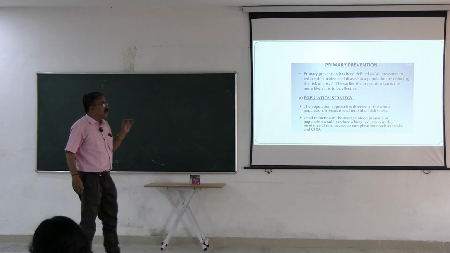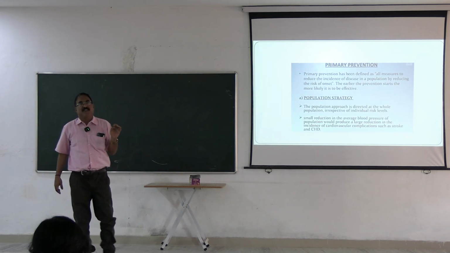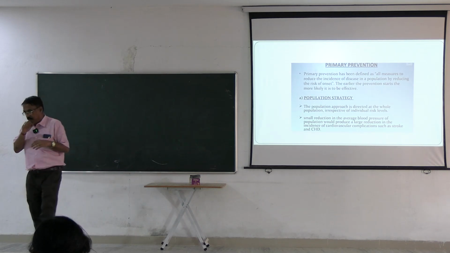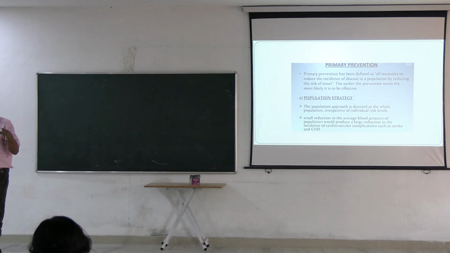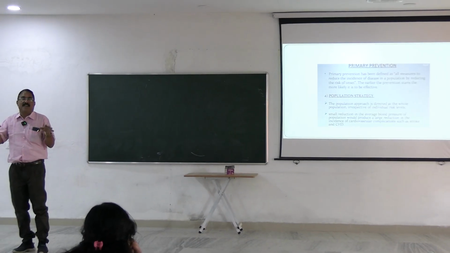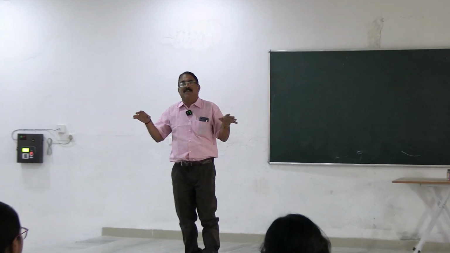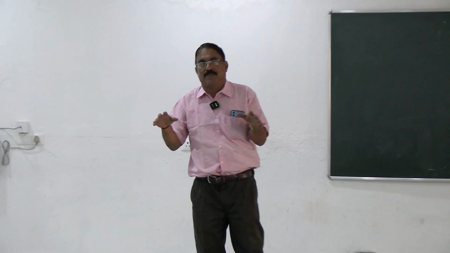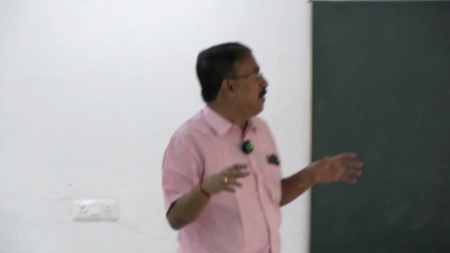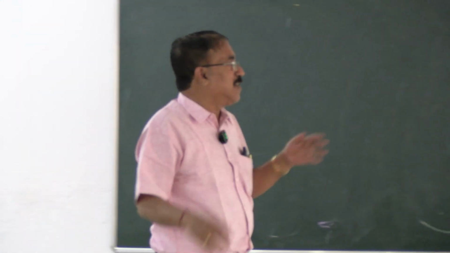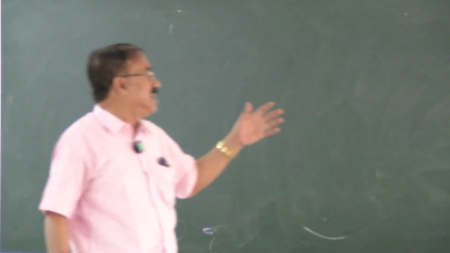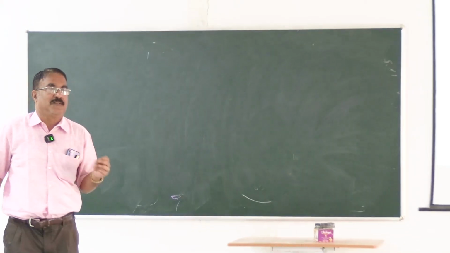Primary prevention is directed at the whole population, irrespective of whether they're at risk. Say if you want to tackle hypertension in this area of our college, you just stop the salt intake in the college for maybe one month or so and see the difference. I'm just giving an example, but it may not always be possible. But any small reduction would produce a large reduction in the increase of cardiovascular complications.